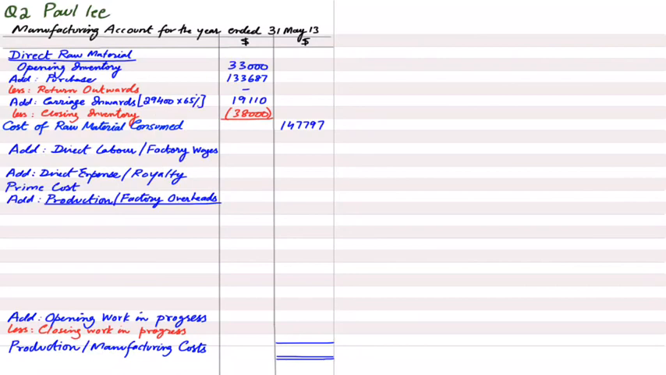Then we have direct labor or factory wages. In this question, there is a very difficult adjustment for direct labor. In the trial balance, or the list of balances, there is an item known as wages and salary. Wages and salary is given as 140,600, and how will we know how much of the wages belong to the factory and how much belongs to admin, and which is direct and indirect?